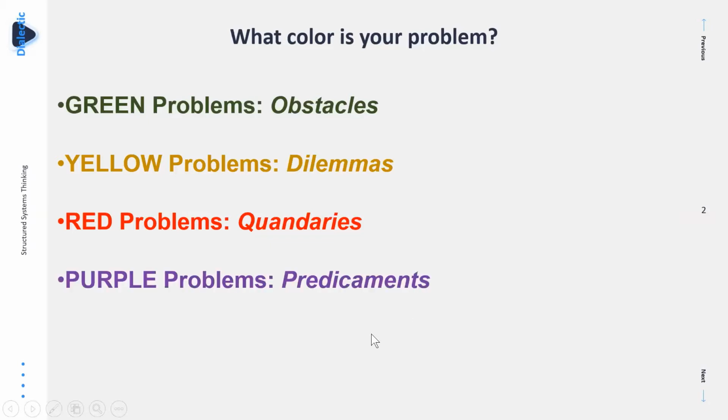And then purple problems are predicaments. A predicament is a quandary whose time has arrived. You know, quandary, you're out there in the future, do you have to solve this problem? Predicament, you have to solve it right now. So we went over these last week. These are the colors of problems. What I wanted to do today was expand on this with talk about problem types.